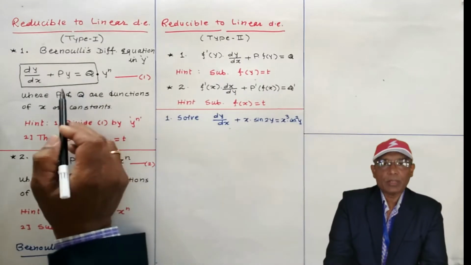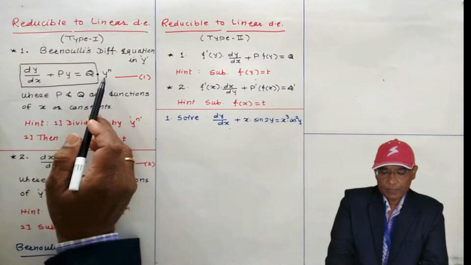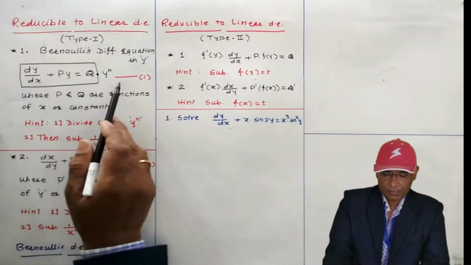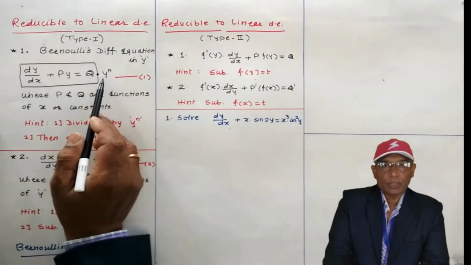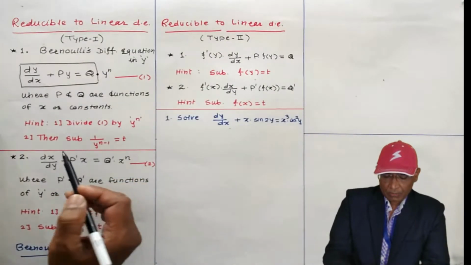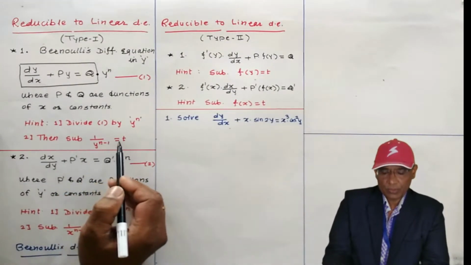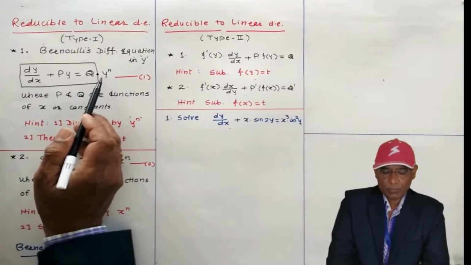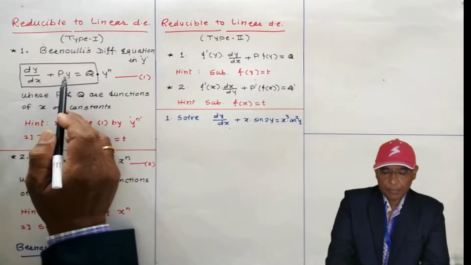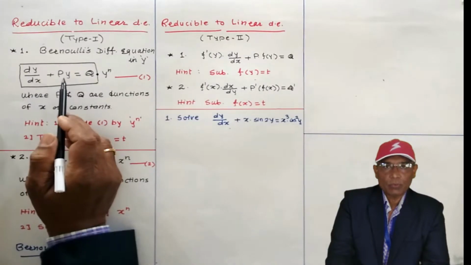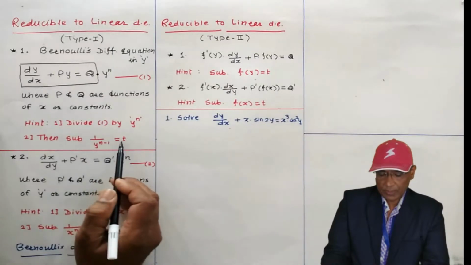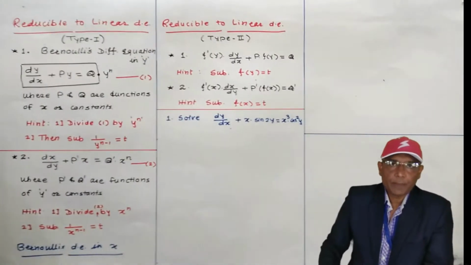So how do you solve this Bernoulli's differential equation? First of all, you have to divide this entire equation 1 by y to the power n. Then you substitute 1 by y to the power n minus 1 equal to t. If you divide this equation by y to the power n, what will happen? The 1/y^n dy/dx + p y/y^n, which means 1/y^(n-1) by law of indices, and that thing you substitute equal to t. Further simplification can then be done.